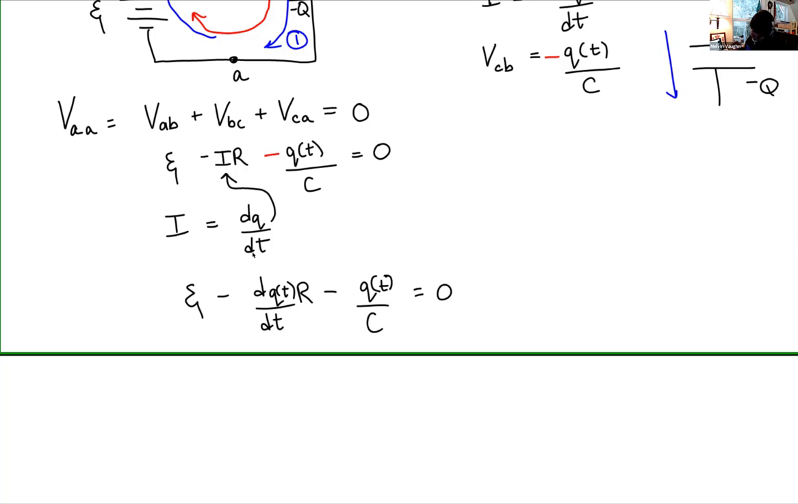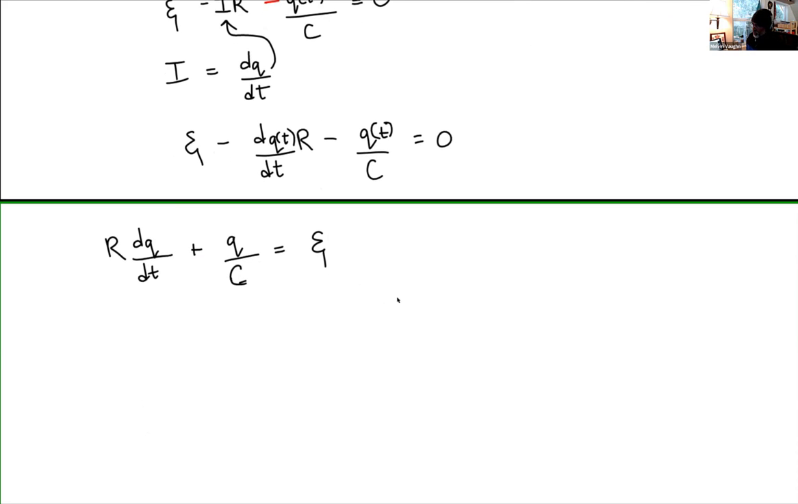Okay, so let's look at this expression right here. What I'm going to do is isolate my charge terms on one side of the equal sign. So I have dQ/dt, and here is R as a coefficient, plus Q over C, that's the potential difference across our capacitor, is equal to the EMF of our power supply. So this equation is basically saying the power supply is the source of the potentials across our resistor and our capacitor.